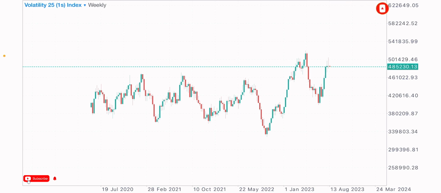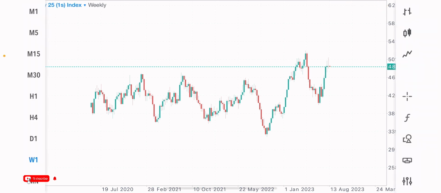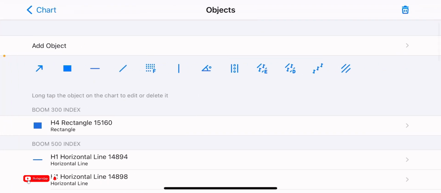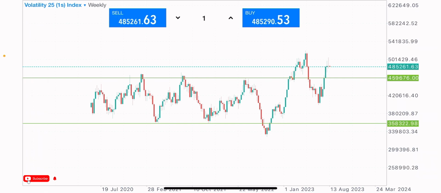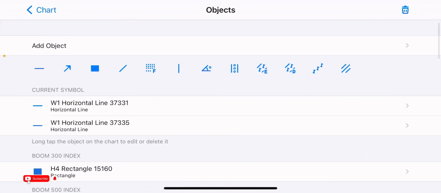Let's do more. So coming to the weekly time frame of the V25 1s index, the first thing we do is to identify the market structure. You've seen the market has a level of support at this point and a level of resistance at this zone. Why are these levels, level of support and level of resistance? You've seen how the market has been reacting on this zone, market reaction on these levels.